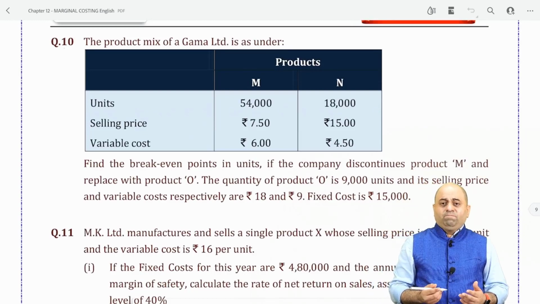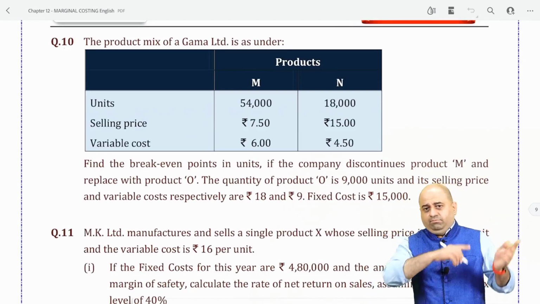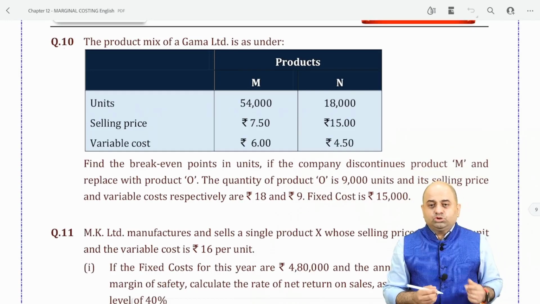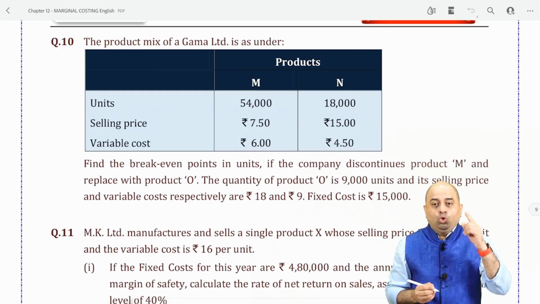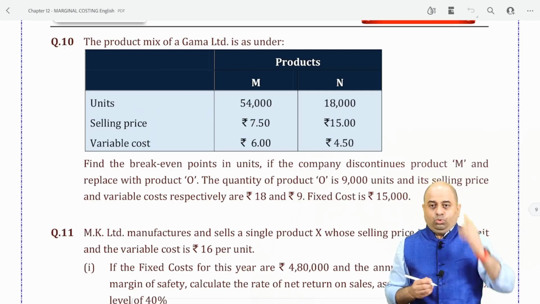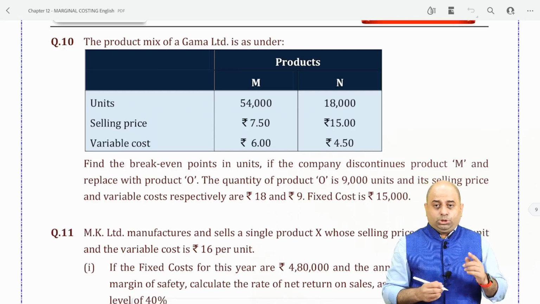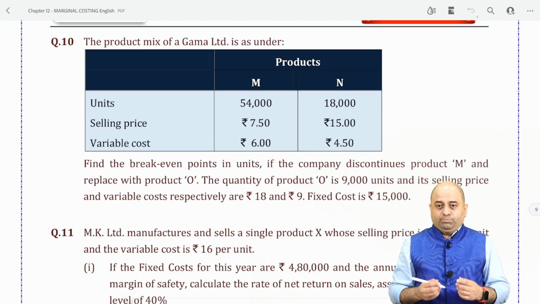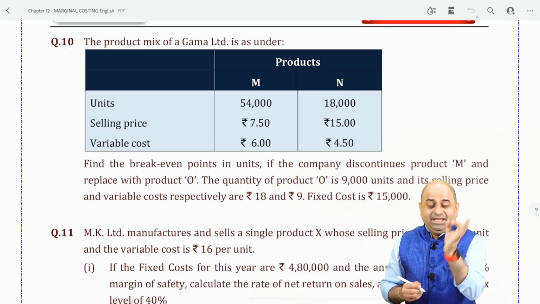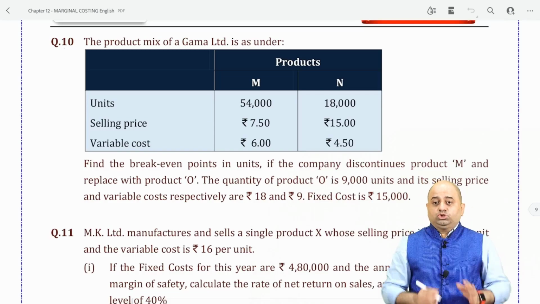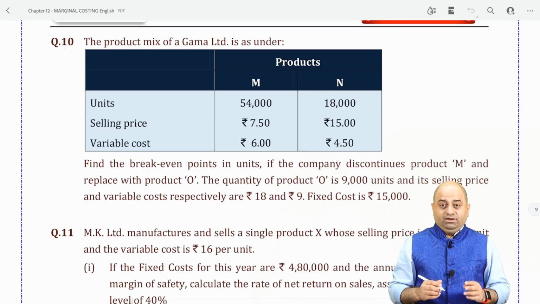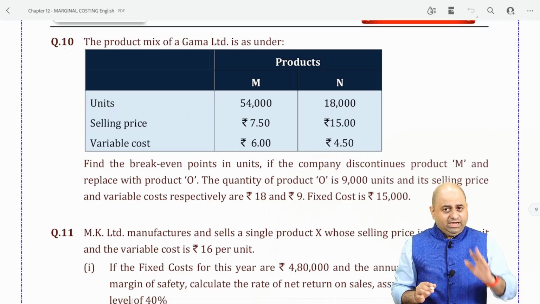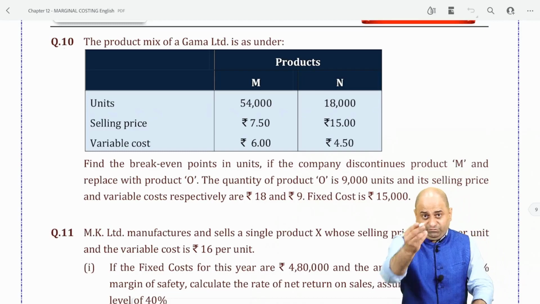Very simple question. Ignore M, start with N, but then N and O. In this question, you will have to calculate weighted average PV ratio. Then you will find total break-even point. Ratio of sales will also become the ratio of break-even point in units. And then you can solve this question very easily. Nothing great with this question.